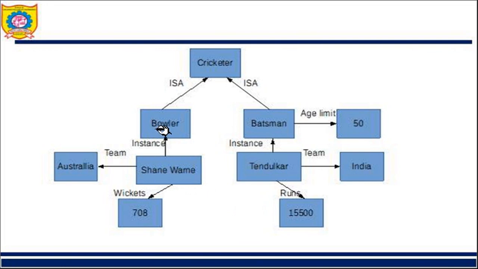Like Shane Warne is an instance of bowler. Tendulkar is an instance of batsman. So this relation we call the instance relation. Objects and values are represented with the help of boxes, as I have already said.